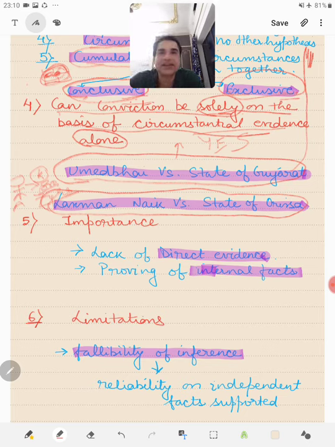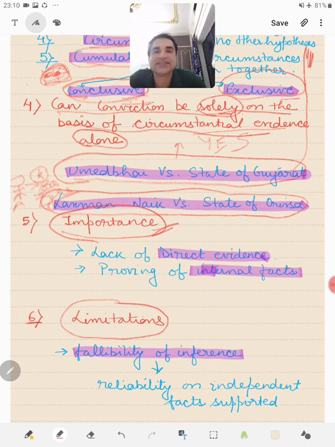Now, we will critically analyze the concept of circumstantial evidence by seeing its importance and by seeing its limitations. One of the importances of circumstantial evidence is that it comes to a great rescue. It comes to great help when there is lack of direct evidence. Friends, there are many cases where we do not have direct evidence. As you can see, even in the statue of justice, the lady is blindfolded. So there are many times when we don't have any direct evidence, and at that time, circumstantial evidence helps us to provide justice.